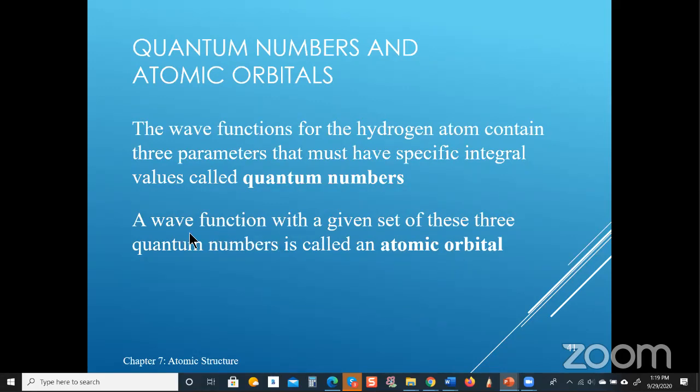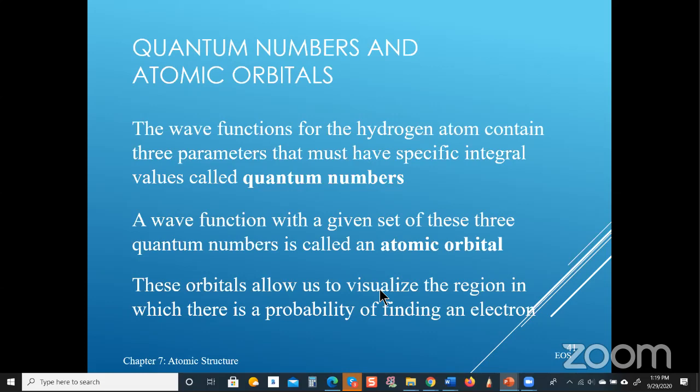And an atomic orbital is basically a wave function with a given set of 3 quantum numbers. And we're going to talk about these quantum numbers, which are essential for basically determining the wave functions, right? The wave functions actually must have these 3 parameters, all right? And based on calculations, again, you don't have to know how to determine these shapes of these orbitals, but we can determine the shapes of these orbitals based on solving the wave functions. And these orbitals basically allow us to visualize the region where there's a probability of finding an electron.